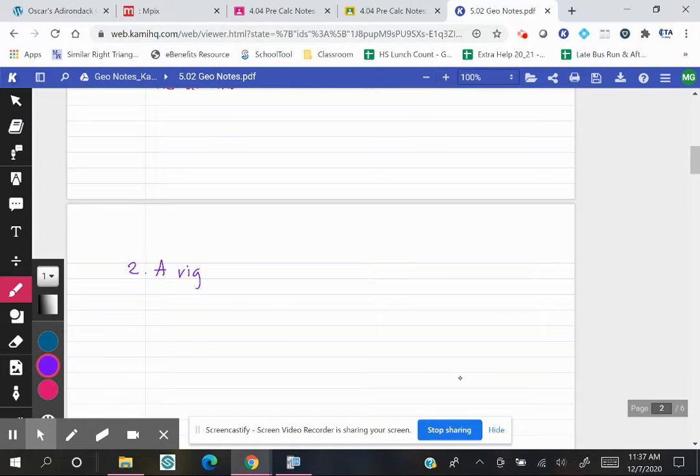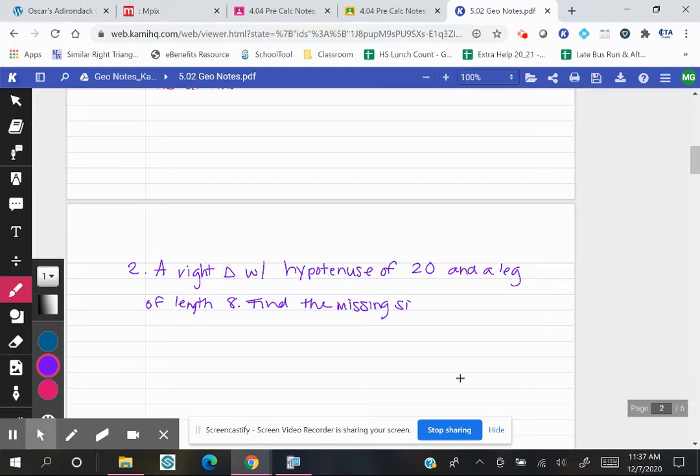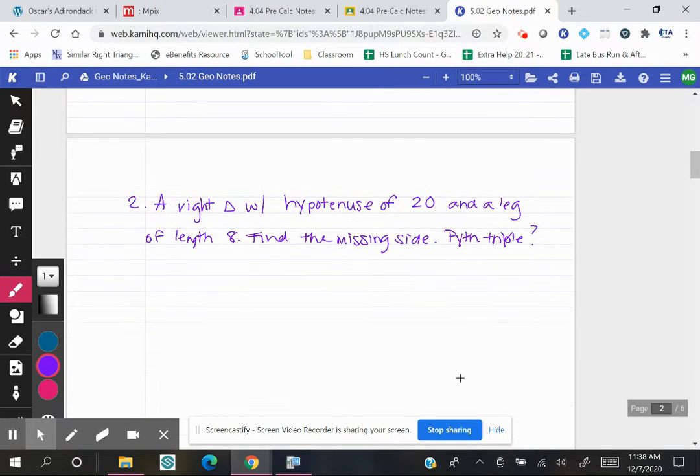So a right triangle with a hypotenuse of 20 and a leg of length 8 units. Find the missing side and state whether or not it's a Pythagorean triple.